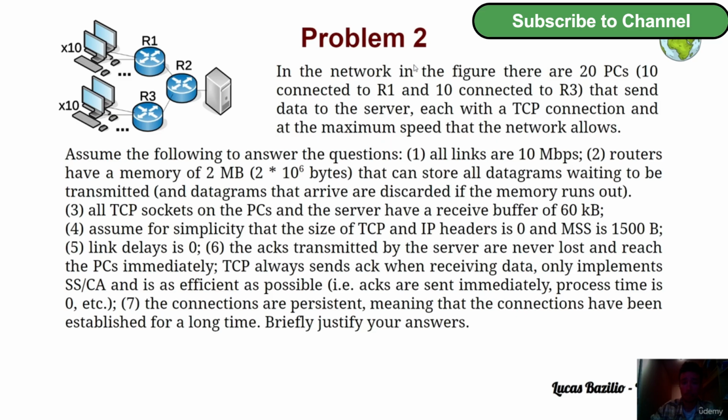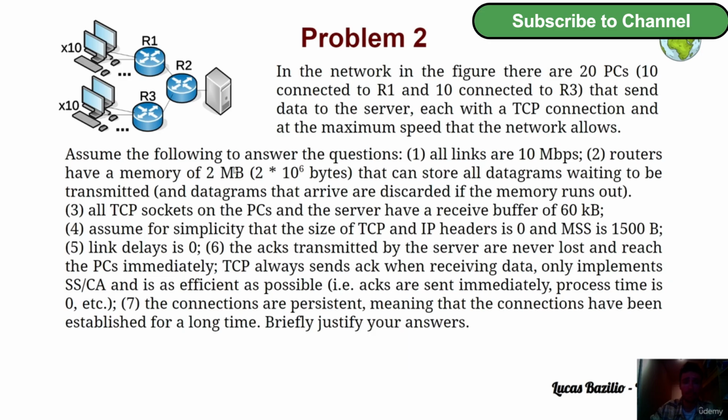So problem 2 states: in the network in the figure that we see here on the left, there are 20 computers, 20 PCs, 10 connected to the router R1 and 10 connected to the router R3. They send data to the server, each with a TCP connection at the maximum speed that is allowed in this network.